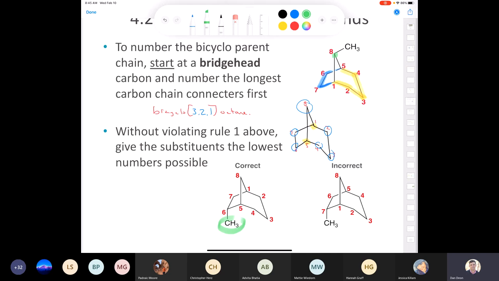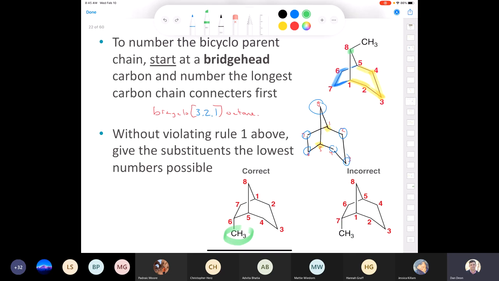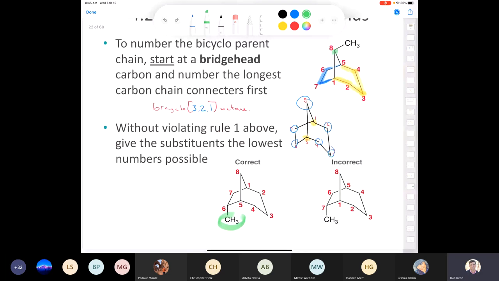Okay? Now, if you look at the examples down here, it shows you the incorrect way of doing it. We have a methyl group right here. What would that be? Would it be a 6-methyl or a 7-methyl? The answer is it's a 6. It's not a 1. We start with the longest bridge. So we're going to start at a bridgehead carbon and go 1, 2, 3, 4, 5, 6, 7, and then up to 8. You have to keep numbering consecutively. You have to follow the order of numbers. 1, 2, 3. You can't go 1, 2, 8 or something like that. It doesn't work that way.